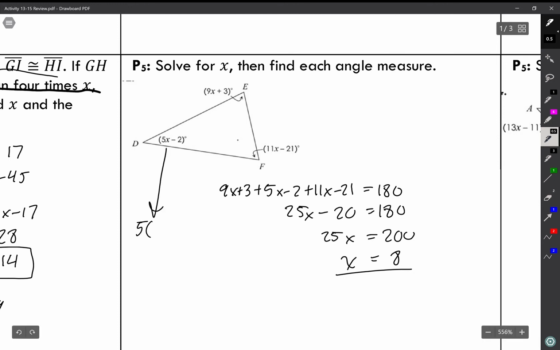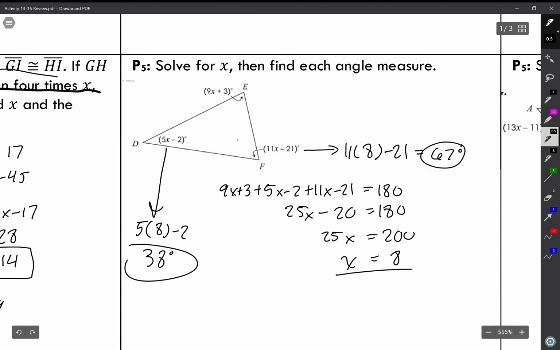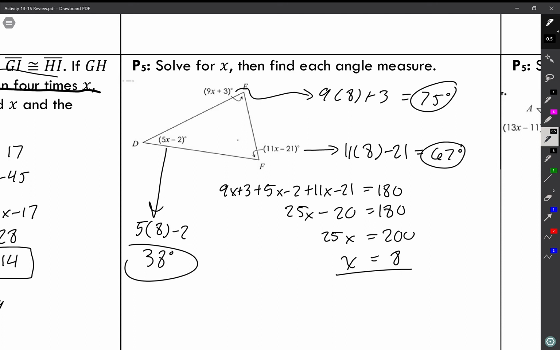Angle D is 5 times 8 minus 2, which is 38 degrees. This one, 11 times 8 minus 21, which is 67 degrees. And then the third one, 9 times 8 plus 3 is just 75. And of course we can check to make sure they all add up to 180. If you add those three together, you can check yourself that way, and they do.